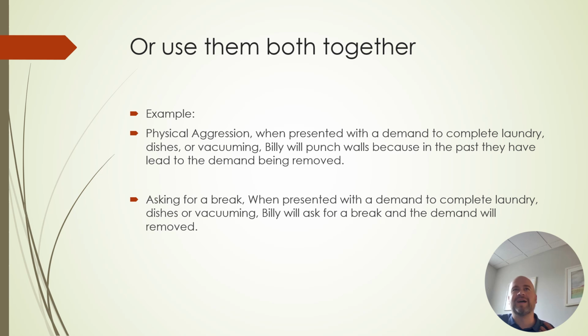A lot of times, if possible, I strive to use them both together. I will use functional and topographical definitions together, especially when I'm writing about maladaptive behaviors. If possible, I am going to combine both of these ideas into one definition. So for physical aggression, we have examples here. Physical aggression: when presented with a demand to complete laundry, dishes, or vacuuming, that's our antecedent, Billy will punch walls, which is the topographical definition, because in the past, it has led to the demand being removed. So we kind of have the consequence there.